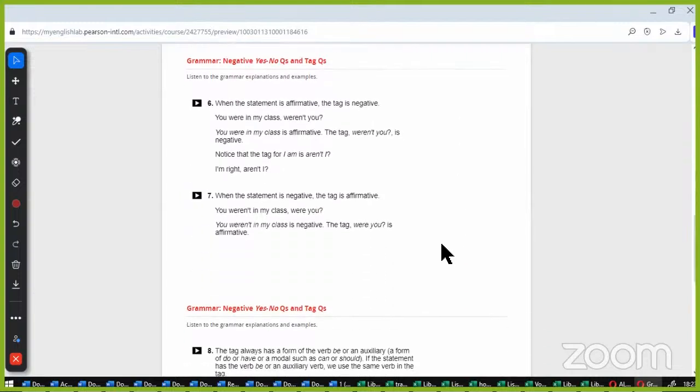We do not say kicks are cool, aren't kicks? 6. When the statement is affirmative, the tag is negative. You were in my class, weren't you? You were in my class is affirmative. The tag weren't you is negative. Notice that the tag for I am is aren't I? I'm right, aren't I? 7. When the statement is negative, the tag is affirmative. You weren't in my class, were you? You weren't in my class is negative. The tag were you is affirmative.